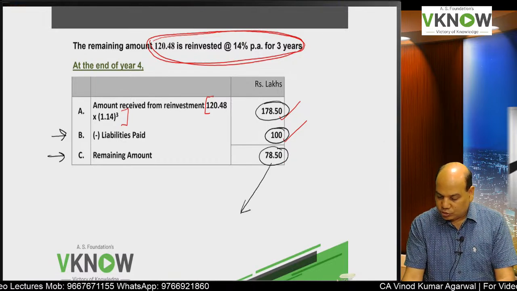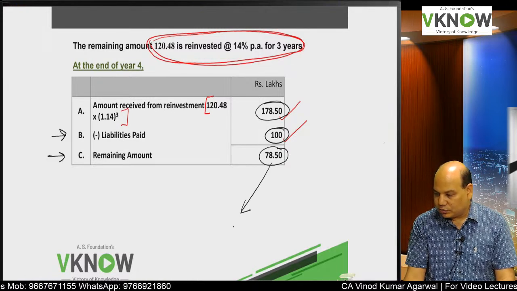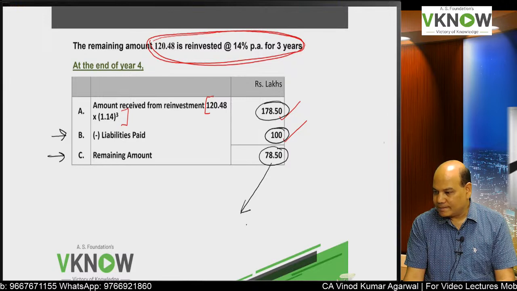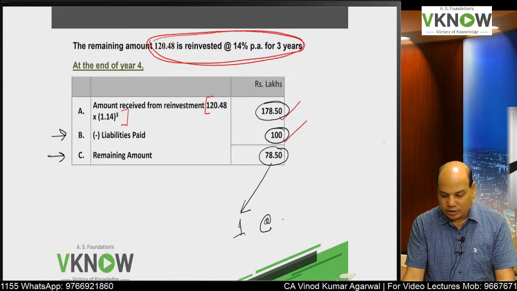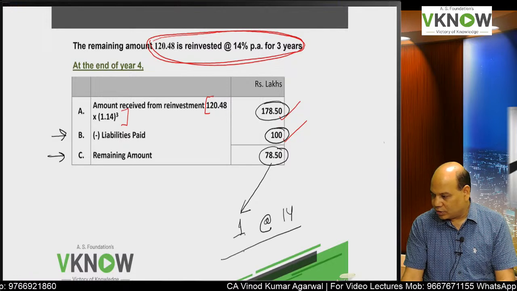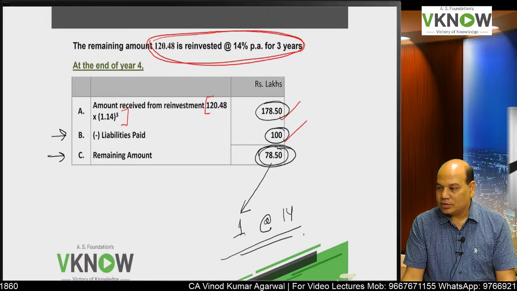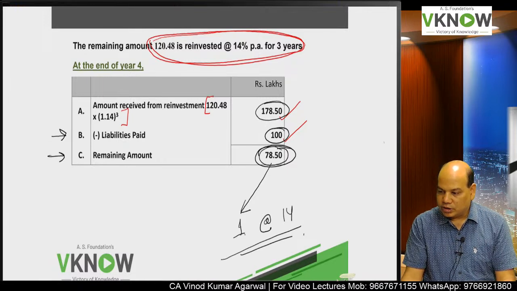This amount you will invest for how many years? 1, 2 or 3? 1 year. Very good. At what rate? 10, 12 or 14? 14%. Very good. So we are going to reinvest this amount at 14% for 1 year.